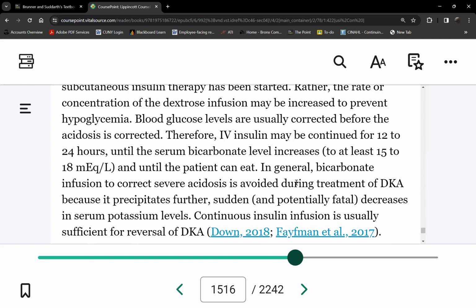You clear? So only give sodium bicarbonate IV if the patient's pH is really, really severe. Severely like 7 or less. Then we have no choice. The patient will go into brain damage if you don't correct that. So you have to give bicarbonate infusion. However, if not, the insulin will take care of it. You follow?